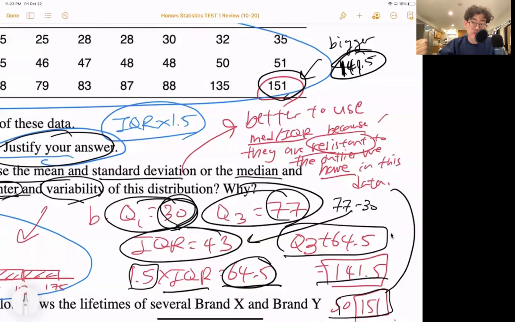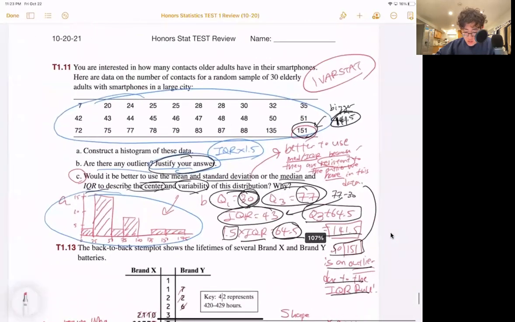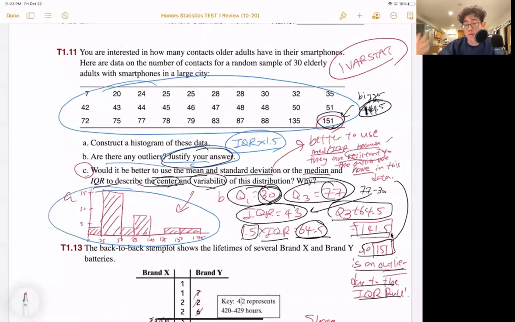We found out that 151, I think it was, what was it? What's the unit? Contact numbers. So the number of contacts, 151, is an outlier. If I have an outlier, I don't want to use the mean and the standard deviation because they're not really a good way of measuring the center and the spread. They're not resistant. Therefore, we want to use IQR and the median to describe the center and the spread.